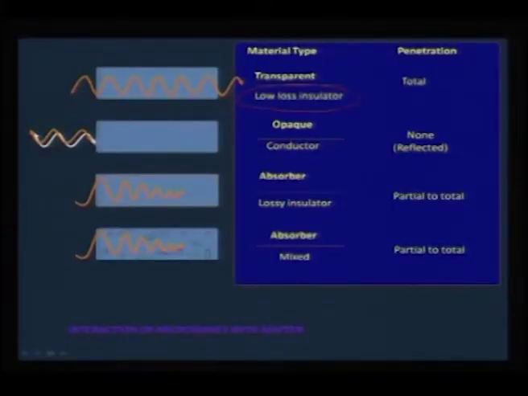Therefore, we should use a vessel which is actually transparent to microwave, which means it does not interact with microwave. So, it will allow the microwave to pass through, but react only with the sample. Therefore, if you have a low loss insulator, for example, and these low loss insulators are transparent to microwave, as a result the penetration is total. Okay. So, glass, for example, or any ceramics, they are transparent to microwave. So, heating can be very well achieved.